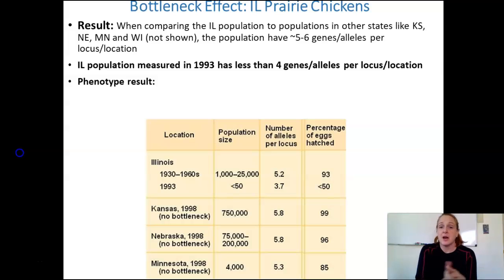had almost 6 genes per location, they were hatching most of their eggs. About 85 to almost 100% of their eggs were hatching. In the Illinois population, less than 50% of the eggs were hatching. Now, everybody wants to eat a prairie chicken, except for bobcats.